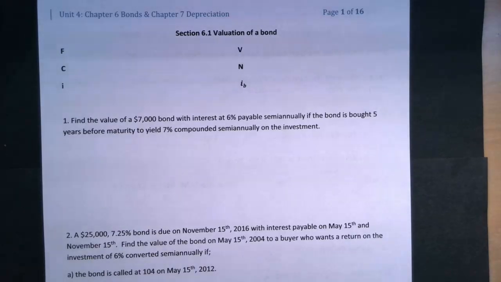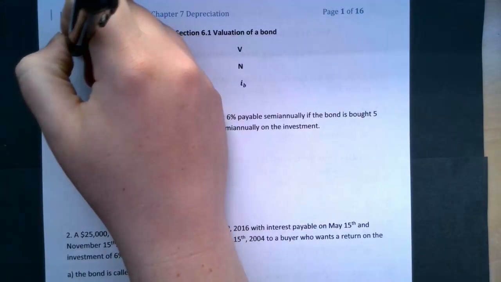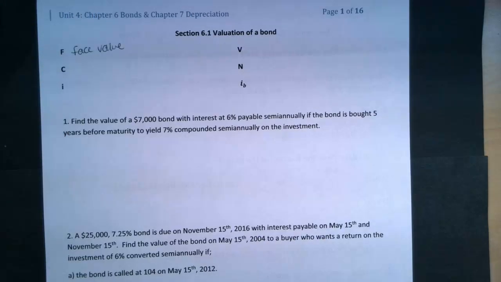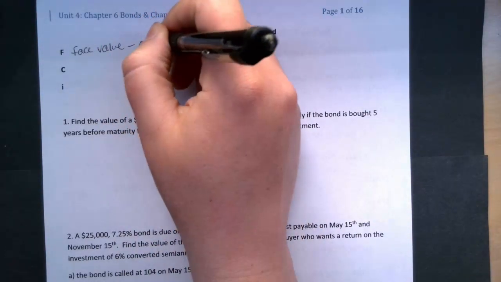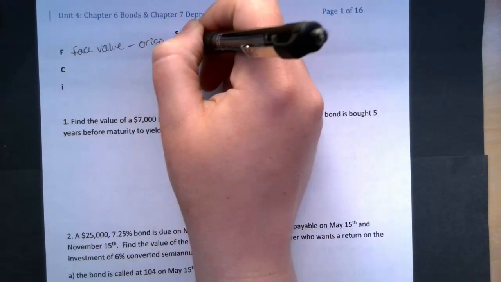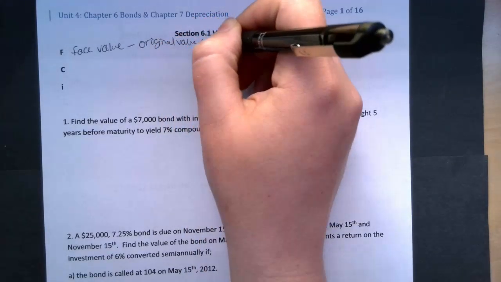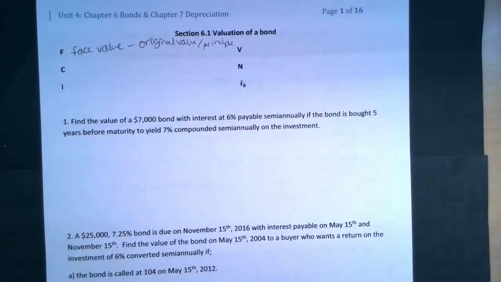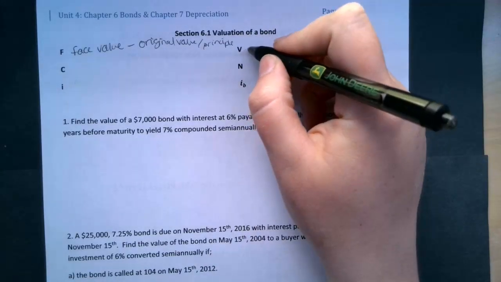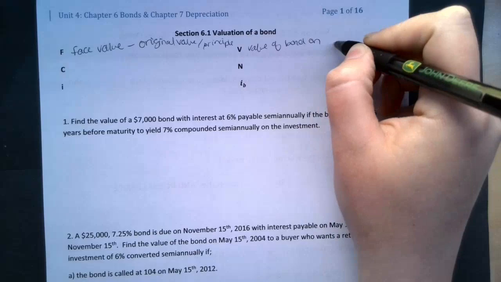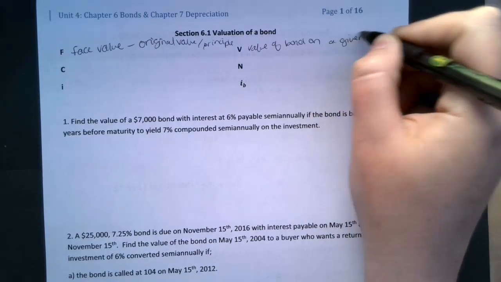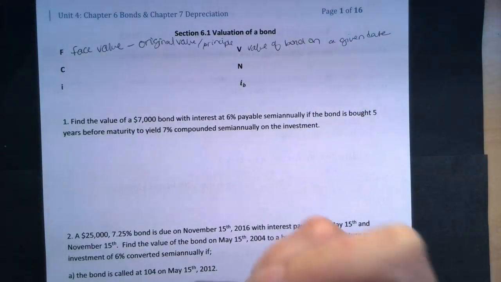So the first piece we need to talk about is F. F is the face value of the bond. It's also called our original value or the principal. Okay, V is the value of a bond on a given date. Usually that's what we're trying to find, is V.